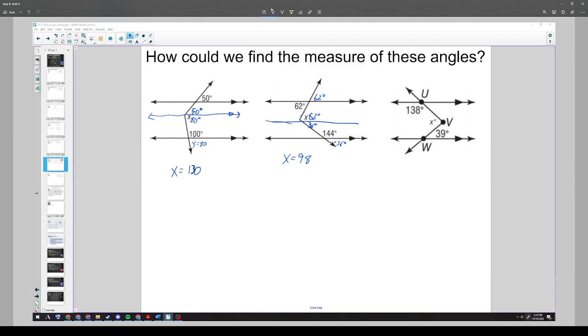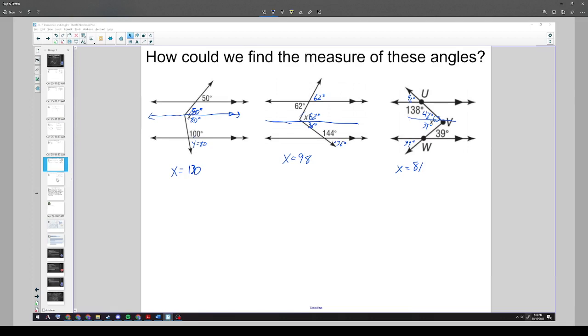And then this one, we can do the same process. So 138 supplementary to that would be 42 degrees. And then this 39 copies over to here because it's vertical. And then if we split it, we have 42 on top and 39 on bottom. So we get x equals 81 degrees. Actually just 81, I guess, because the degree symbol is already included there outside of the x. That's why I didn't include it on these three. So x is just a number, and then there's a degree symbol attached onto it that adds the degrees.